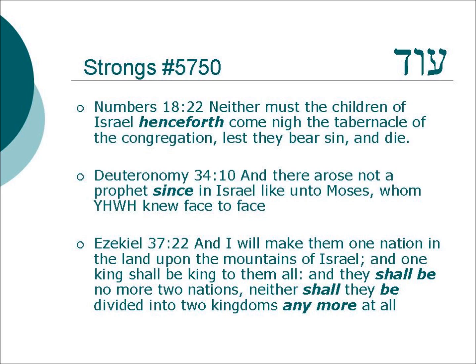Ezekiel 37:22. And I will make them one nation in the land upon the mountains of Israel, and one king shall be king to them all. And they shall be no more 2 nations, and shall they be divided into 2 kingdoms any more at all. All these 3 words are considered od. It shall not be repeated that there will be 2 nations. It shall not be repeated that they will be 2 kingdoms any more in all of perpetuity. Once Yahweh brings the people together in the land, there'll be 1 king. There will be no more dividing of the people.